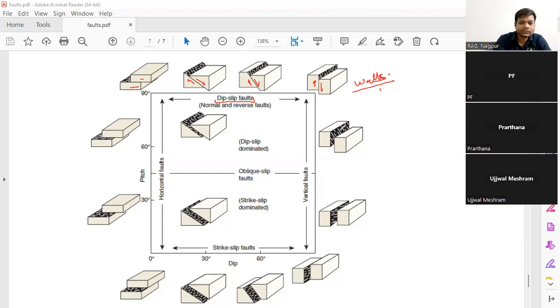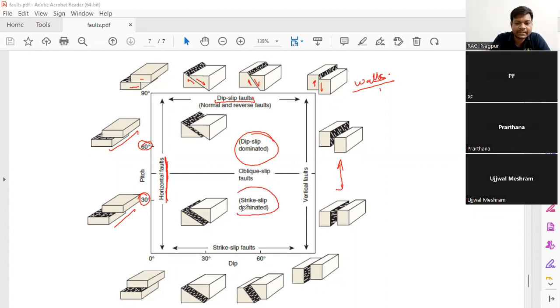Now here, on the basis of pitch, the horizontal faults are there, that means they are along the horizontal plane. If the pitch is 60 degrees, it will look like this. Pitch is 30 degrees, right? So there are different faults. Again, these are the vertical faults, different types of vertical faults. Now here, these are the dip slip dominated faults, properly dip slip faults.